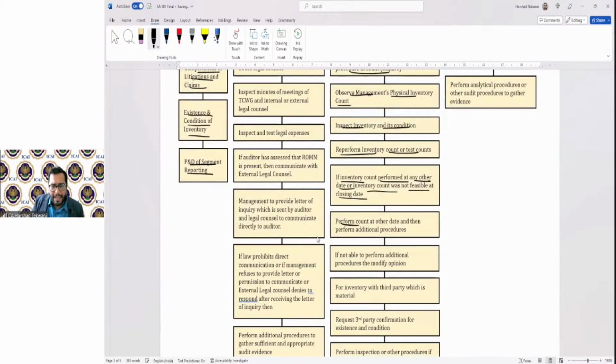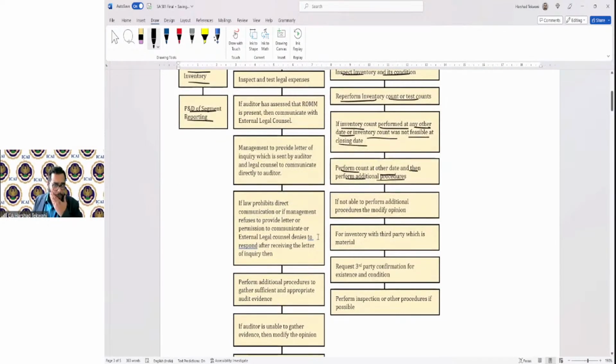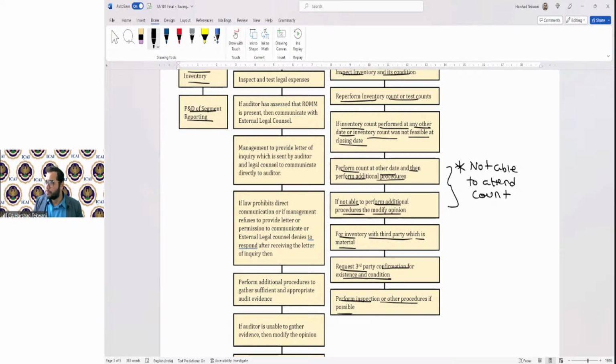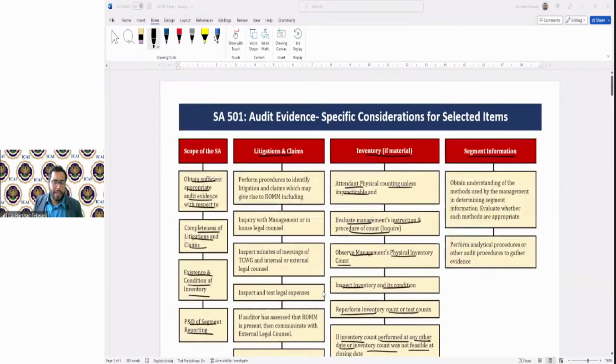So perform count at any other date, then perform additional procedures. That is the one. If you are not able to perform additional procedures, then modify the opinion. This is for the star mark. For inventory with a third party, which is material, request third party confirmation for existence and condition, perform inspection or other procedure if possible. Simple. Any doubt? This was with respect to the inventory. Any doubt, guys?